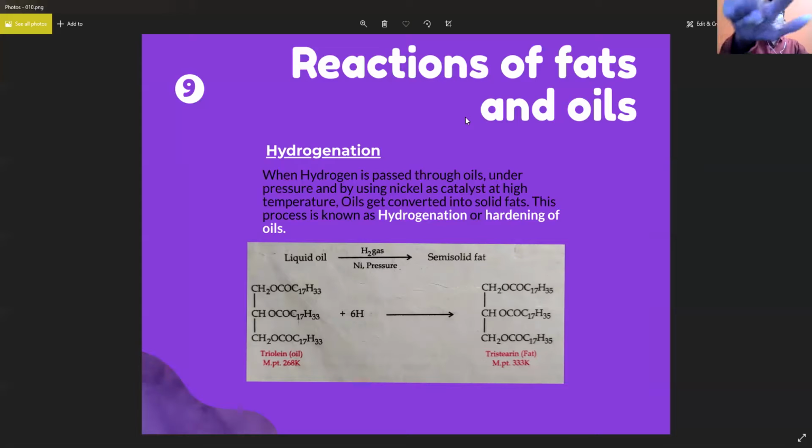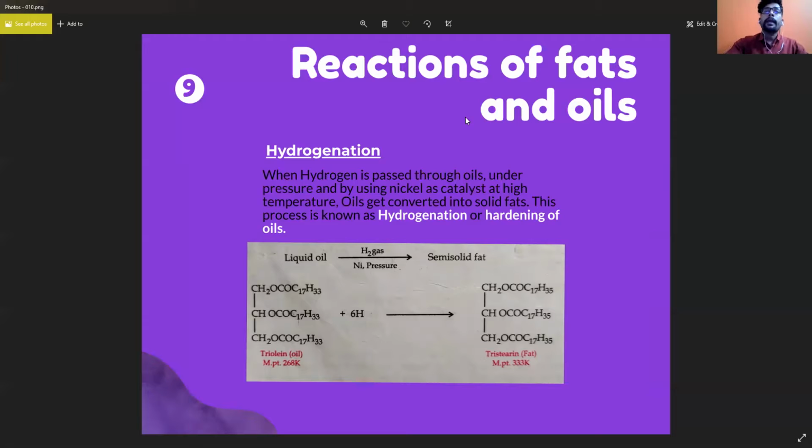So what is hydrogenation? When hydrogen is passed through oils under pressure and by using nickel as a catalyst at high temperature, oils get converted into solid fats. This process is known as hydrogenation, or also called hardening of oils.